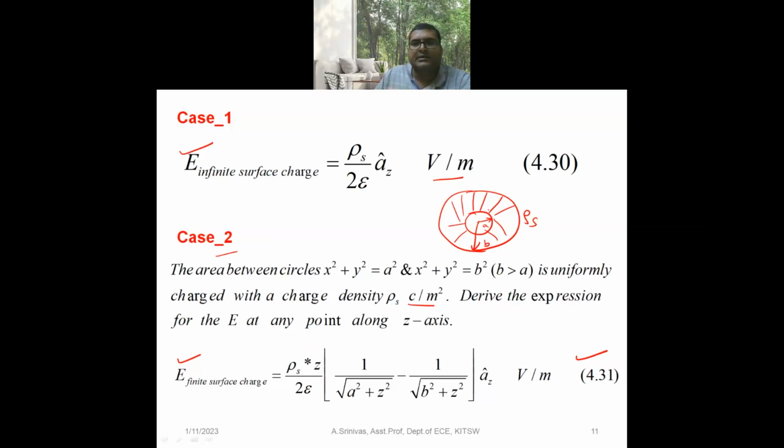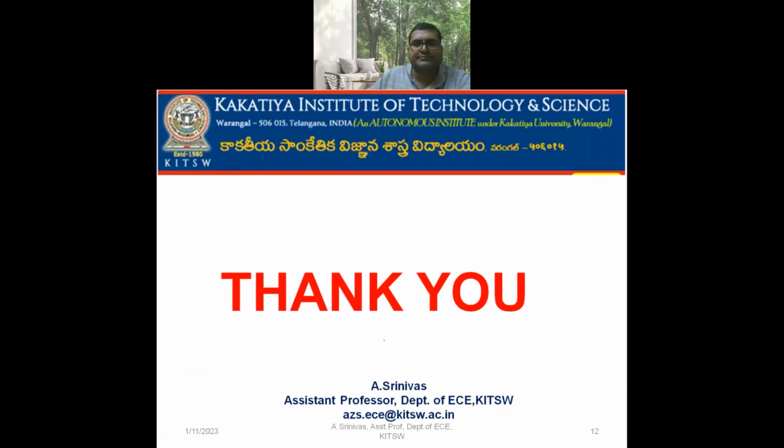Here, to calculate the field due to charge distribution in concentric circles, first calculate the field due to circle A and then the field due to circle B. The resultant electric field can be calculated as EB minus EA. That is given by the formula. Thank you. We will meet in the next lecture.